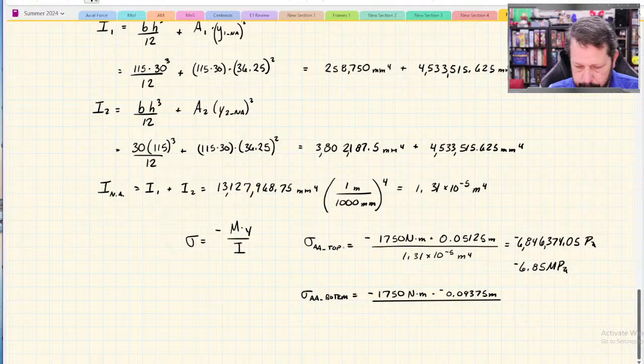And the moment of inertia is no different. It's the same because it's the same cross section. All right, 1750 times 0.09375 divided by 0.1234131. Those were 4 zeros.